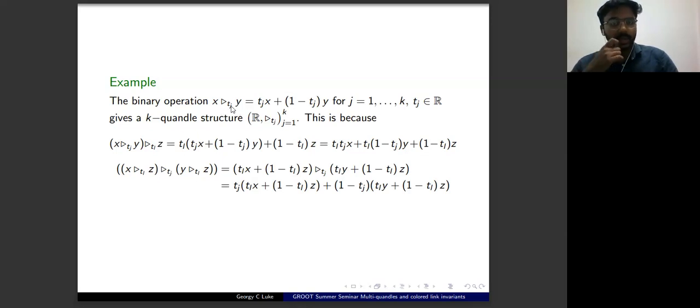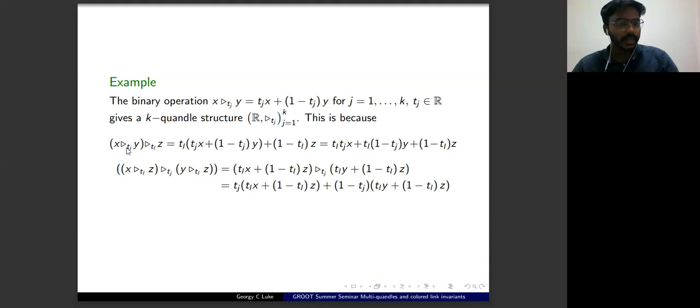There is a quandle structure over R. If Tj is not equal to 0, then x ◁_Tj y is defined to be Tj x plus (1 minus Tj) y, which gives a quandle structure on the real line R. So we take some finite number k of Tj's which are not equal to 0. Then they give rise to a k-quandle structure (R, ◁_Tj, j = 1 to k), basically a k-quandle structure over the real line.